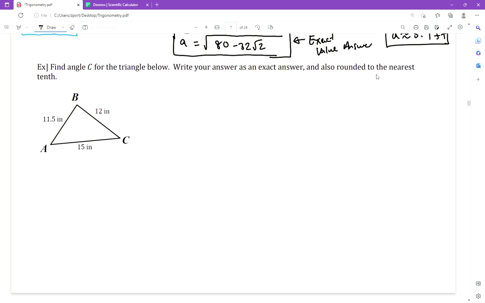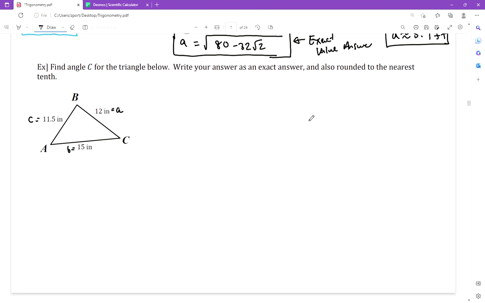All right, so to find the angle, first thing we should probably do is label those sides. We have all the angles labeled already. Remember, directly opposite of the angles are the little letters for the sides. So little a is 12, little b is 15, and little c is 11 and a half. Okay, so we've got our setup there.